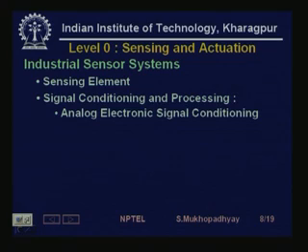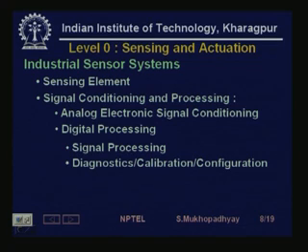So, in general, signal conditioning means converting to an electrical form, generally analog, and then signal processing could be analog, could be digital also. So, you have analog electronic signal conditioning followed by digital processing. Now, digital processing could be of various types. Digital processing for what? Digital processing could be for signal processing, let us say filtering. Digital processing could be for diagnostics, calibration, configuration.